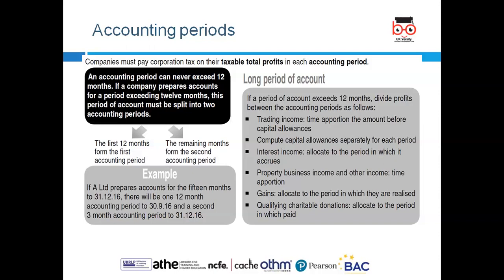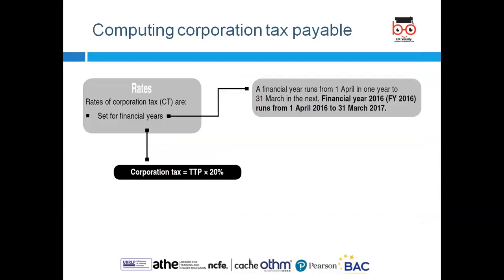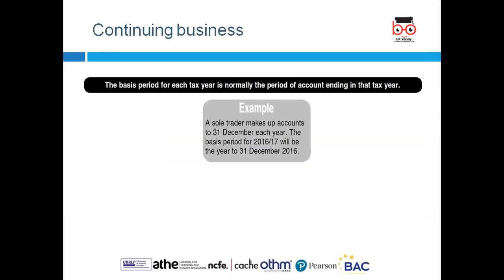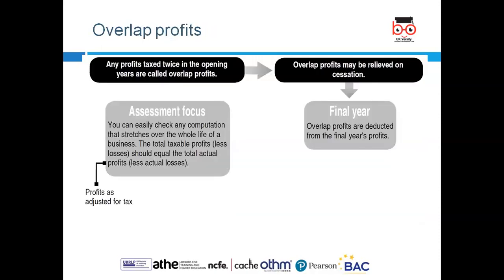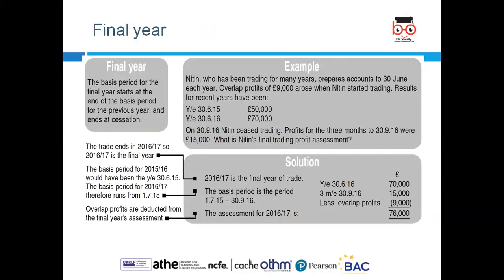Qualifying charitable donations, those we apportion. That was the previous rate, it has reduced to 19, which we can look at in whichever years you're looking at. Opening years, base periods and so on, and we need to make the adjustment accordingly. So overlap profit, as we discussed earlier, we can look at the first year and second year. So these are some examples, and when we do assignments we can make sure we go through them.